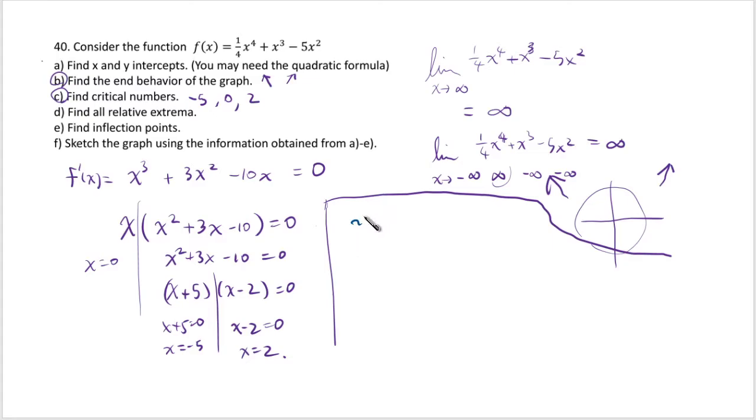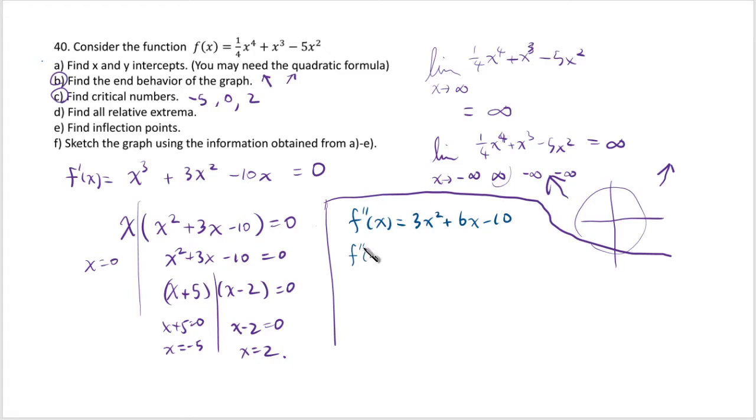So f double prime of x is equal to, differentiating this, 3x squared plus 6x minus 10. And we evaluate these critical numbers at f double prime to use the second derivative test.